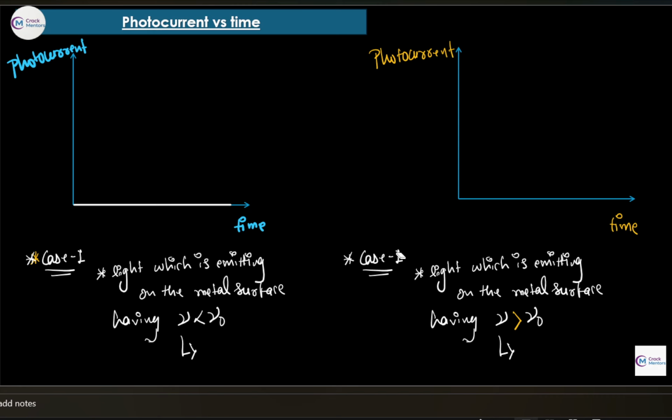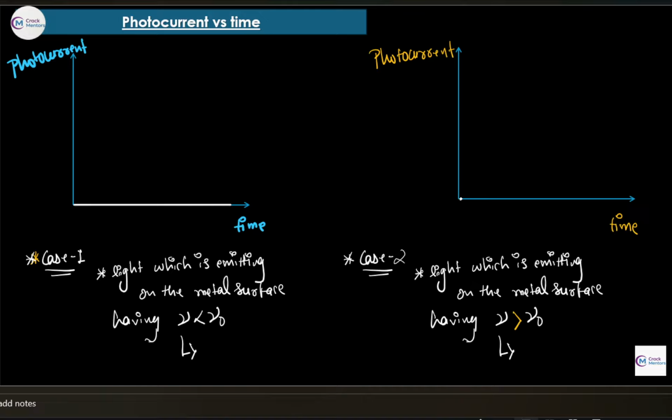And this is case two, about which I am talking right now. In case two, light is emitting on the metal surface with a frequency greater than the threshold frequency. What is going to happen? There is a sudden increase.